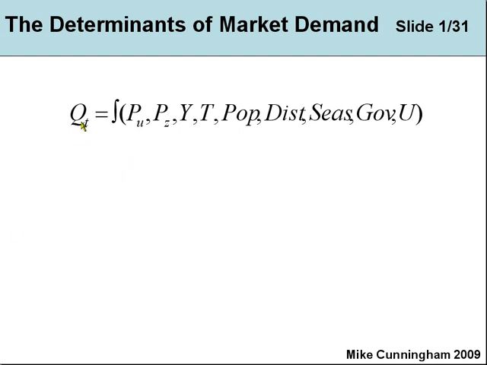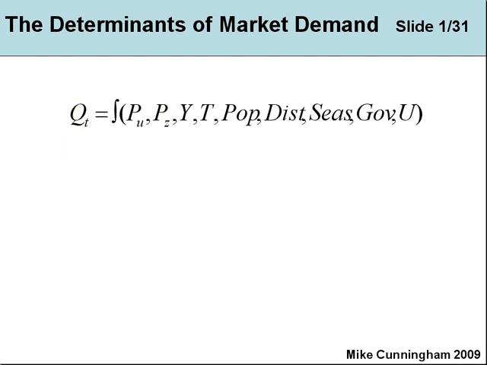We're going to say here that the quantity demanded, QT, per unit of time, per week or per day or whatever, depends on the price per unit and the price of alternative goods or related goods. It also depends on all of these other factors that we'll discuss later: income, taste, population, distribution of income, seasons, government, and so on. So in this session we're going to talk about related goods and the effect of the price of related goods on the demand for a particular commodity.